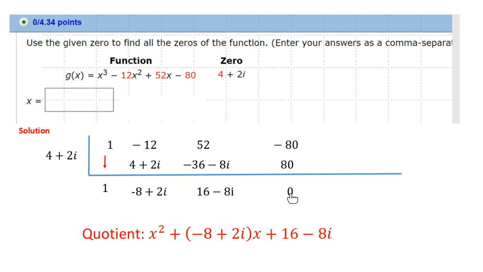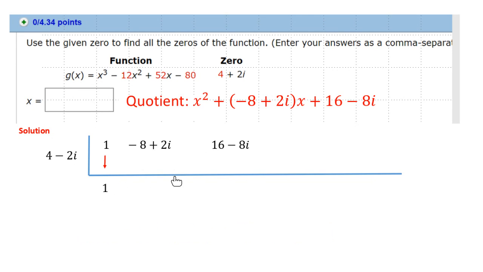Okay. If you don't get 0 here, that means you did something wrong because they told me that it was a 0. So my quotient, I started with x cubed, so now I'm going to have x squared. This is going to be my coefficient for x, and this is my constant here. Okay. So it looks weird, but not to worry. We do the same thing. The coefficient for x squared is 1. Coefficient for this is negative 8 plus 2i. And then we have 16 minus 8i.